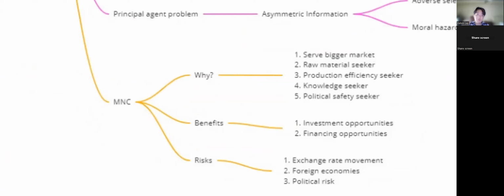What are the benefits of becoming an MNC? The benefits are investment opportunities and financing opportunities. Investment opportunities refer to when an MNC has a better marginal return compared to a domestic firm because they have an expanded opportunity set of possible projects from which to select. In financing opportunities, they can obtain capital funding at a lower cost because they have a larger opportunity set of funding sources around the world.